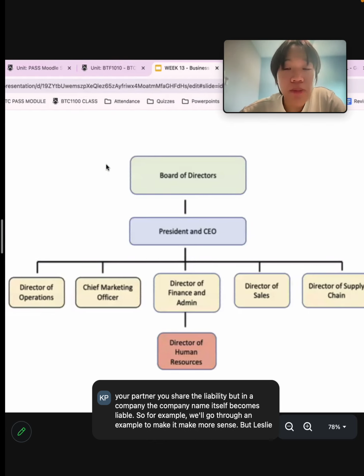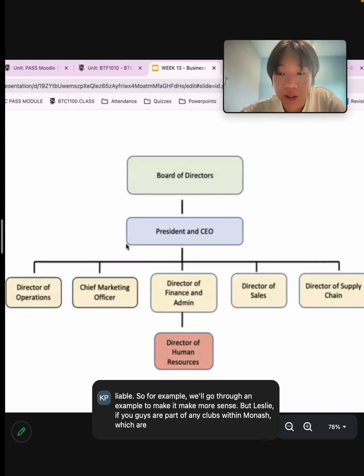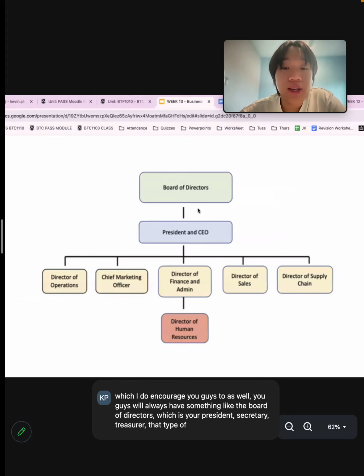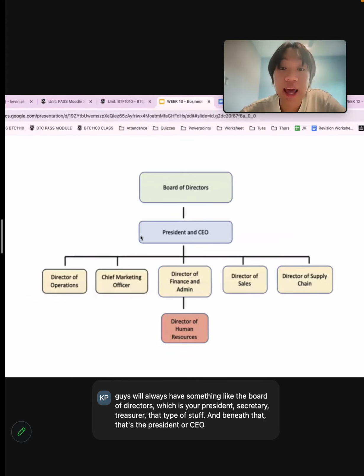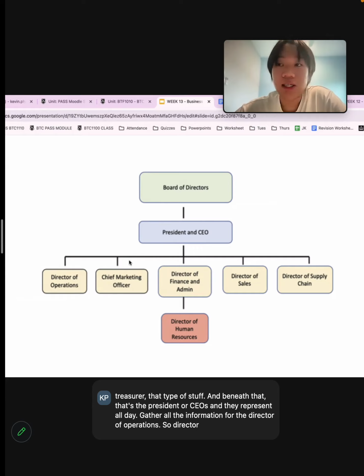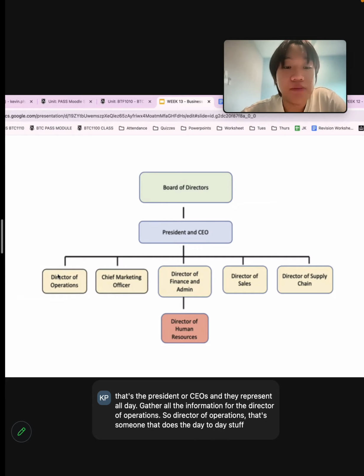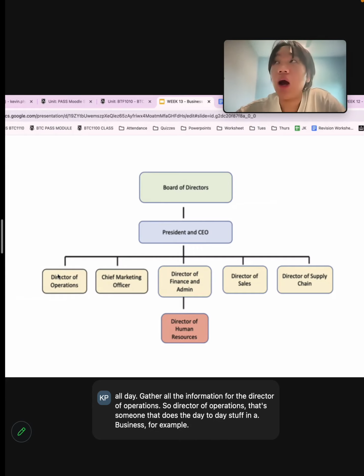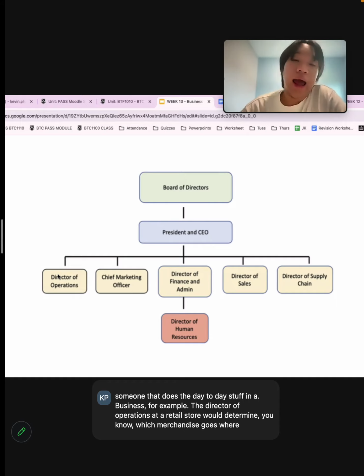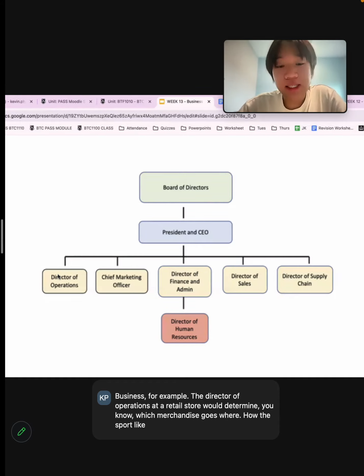But firstly, if you guys are part of any clubs within Monash, which I do encourage you guys to as well, you guys will always have something like the board of directors, which is your president, secretary, treasurer, that type of stuff. And beneath that, that's the president or CEOs. And they gather all the information from the directors of operations. So director of operations, that's someone that does the day-to-day stuff in a business. So for example, the director of operations at a retail store would determine which merchandise goes where, how the store layout should be presented, that type of stuff.